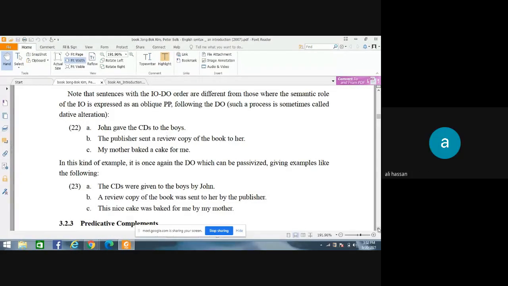जी सर, नोट दैट सेंटेंसेस विद इनडायरेक्ट ऑब्जेक्ट आर डायरेक्ट ऑब्जेक्ट ऑर्डर आर डिफरेंट फ्रॉम दोज वेयर द सेमेंटिक रोल ऑफ द इनडायरेक्ट ऑब्जेक्ट इज एक्सप्रेस्ड एज एन ओब्लिक प्रीपोजिशनल फ्रेज फॉलोइंग द डायरेक्ट ऑब्जेक्ट, सच एज प्रोसेस इज समटाइम्स कॉल्ड डेटिव अल्टरेशन. अब इस केस को कहते हैं कि जिसमें प्रीपोजिशनल फ्रेज आ रही है लेकिन वो ऑब्जेक्ट भी है, इसको डेटिव केस कहते हैं या डेटिव ऑल्टरेशन कहते हैं.